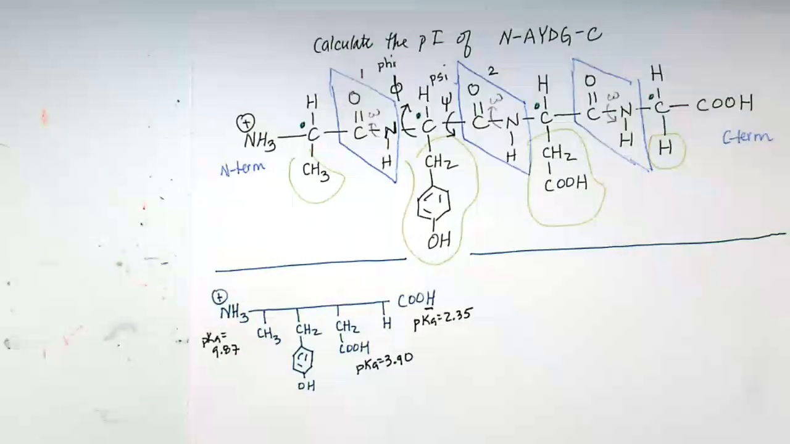And then the side chain of tyrosine, it's got to be 10 something. The side chain, 10.46.